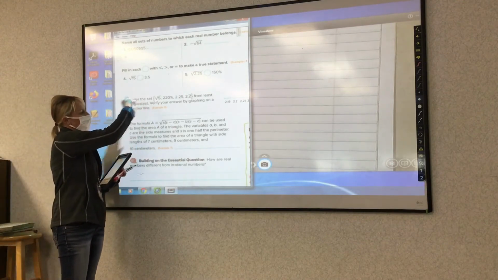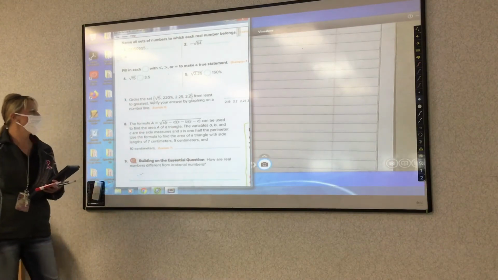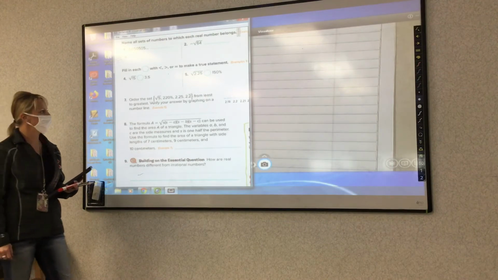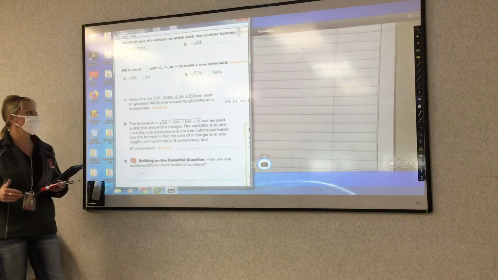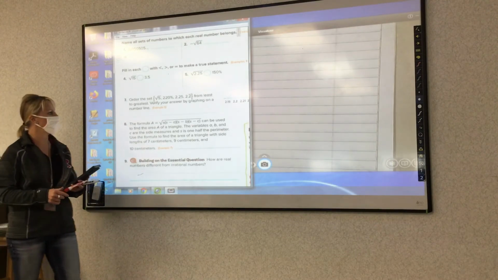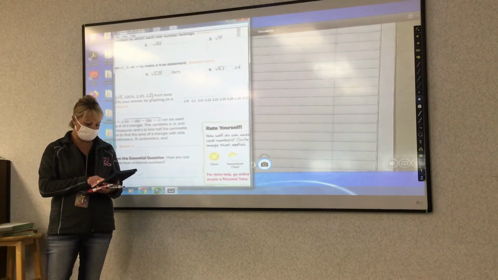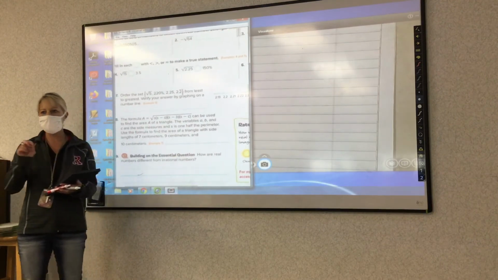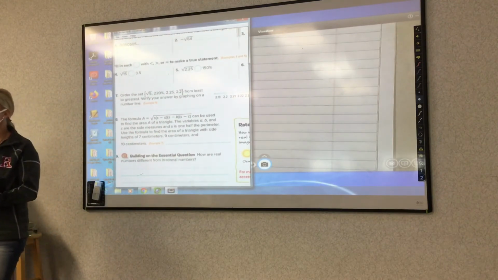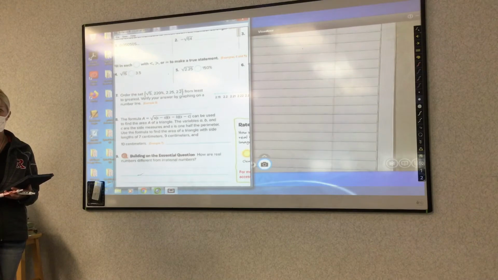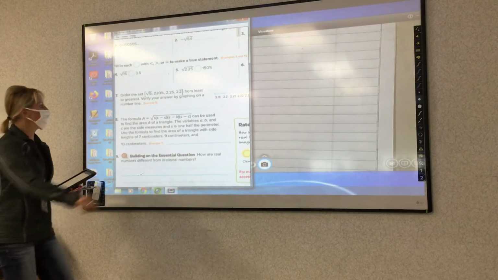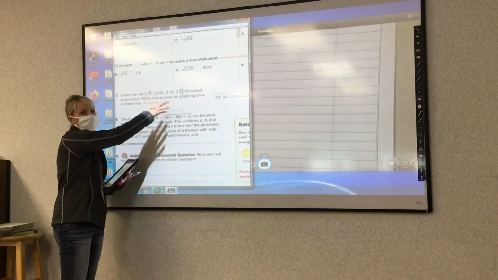We have to order the set of the square root of 5, 220%, 2 and 25/100, and 2 and 2/10 repeated, from least to greatest. Verify your answer by graphing on a number line. They give us the number line off to the side. Anytime you order or compare, you have to make them the same type of numbers. What did we do with our last numbers? We made them all decimals. So that's what we're going to do here. We have to make these all decimals.